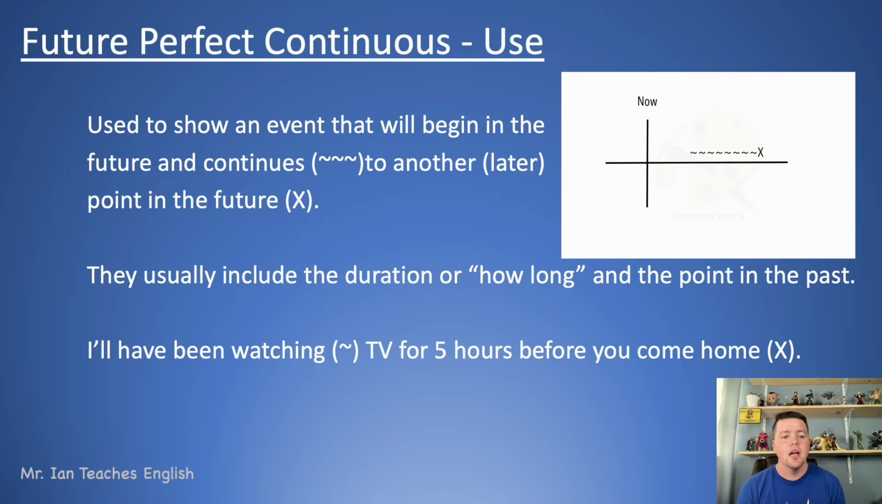An example here, I'll have been watching TV for 5 hours before you come home. So we have our time in the future, before you come home, maybe 5 o'clock at night or some other time. But before you come home, I'll have been watching TV for 5 hours. So the idea is when you come home, I started watching TV 5 hours ago and continued to watch it until you arrived home. So both of those things are true.